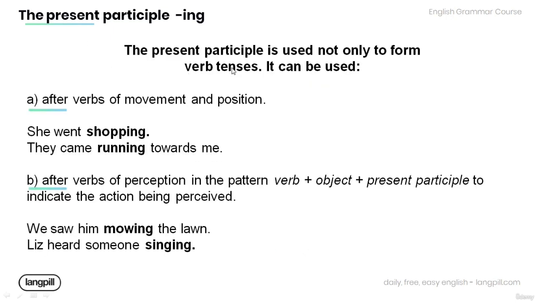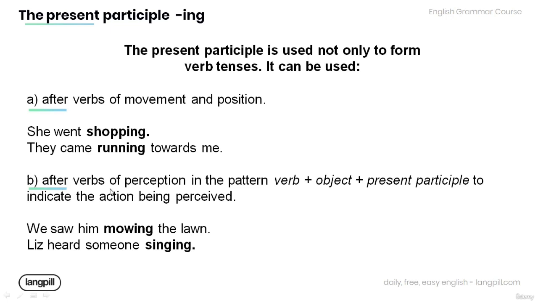Now, the present participle is used not only to form verb tenses, it can also be used, A, after verbs of movement and position. For example, she went shopping. After a verb of movement and position, went. They came running towards me. After a verb of movement and position, again, came.